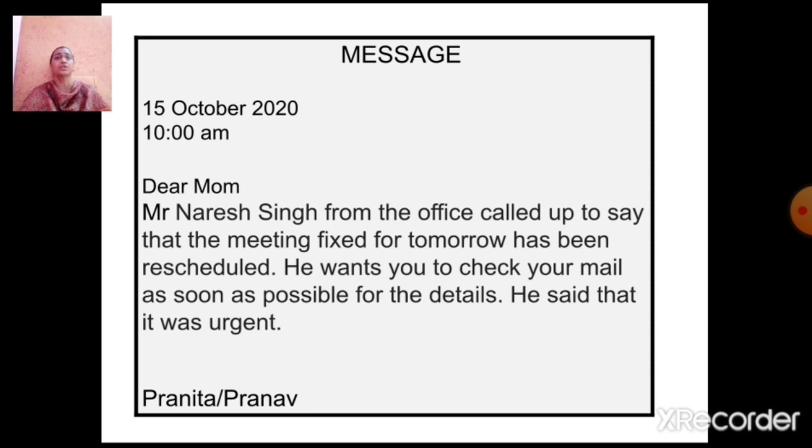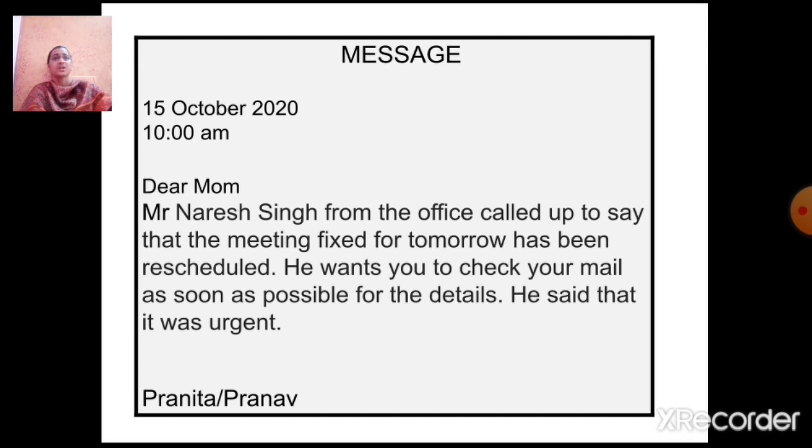Do not write your name. Students, you have to read the question carefully. Here, girls who are writing the message will write the name as Pranita, and boys who are writing the message will write their name as Pranav. Students, you have to be very careful. You cannot write your name. You have to write the name which is mentioned in the question. According to your gender, you will select the name. And then at last, enclose the message in a box.